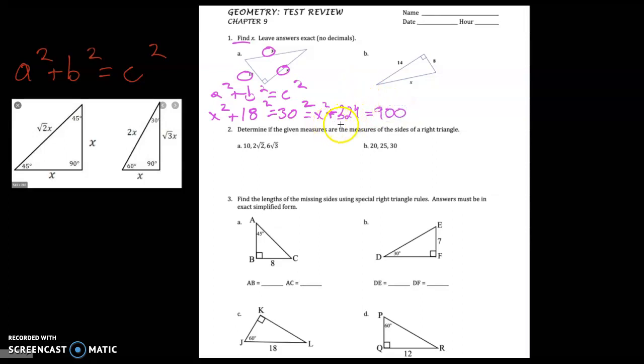So we're going to subtract 324 on both sides. And then we're going to square root that. So we got x squared equals 576. Square root that. X equals 24.